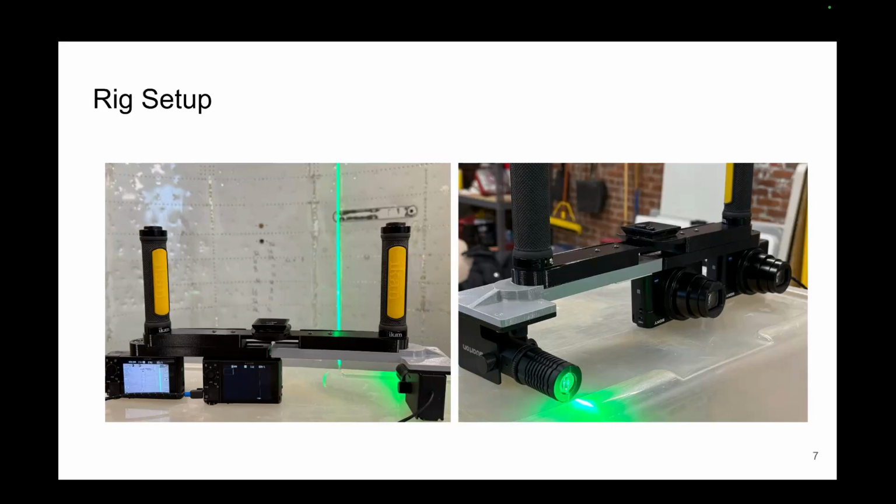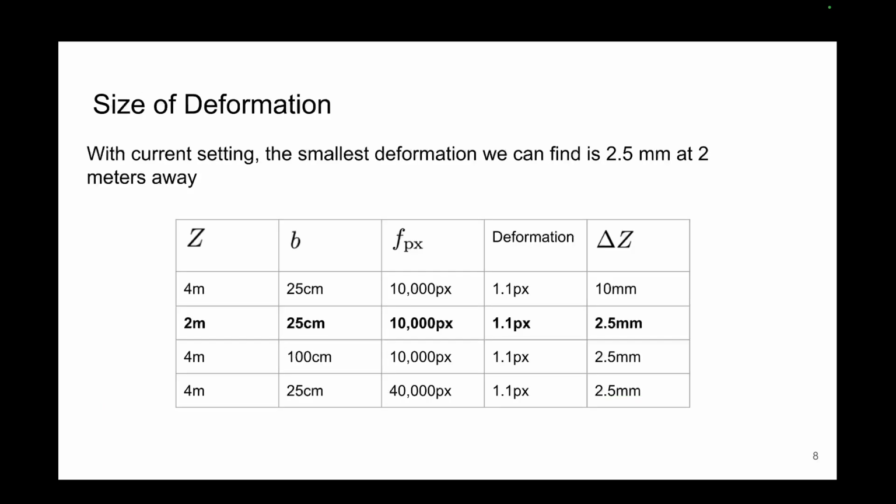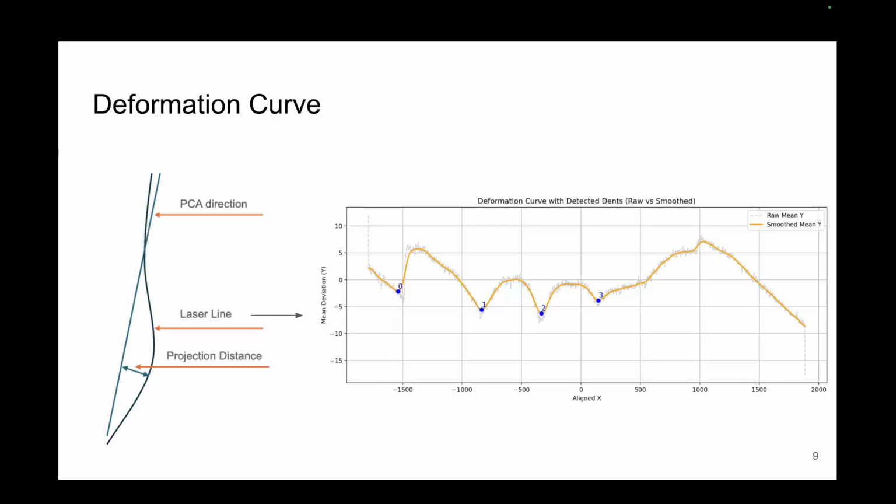So our rig setup is as follows. We have the laser line projector on the right at a distance b. We have a camera, and we take an image of the laser line, and we try to find the deformation on the laser line. Moving on to some theoretical aspects, at 2 meters away, we're able to detect 2.5 millimeter abnormalities on the planar surface because 2.5 millimeter abnormalities lead to a 1.1 pixel deviation, and we need at least 1 pixel deviation to detect these abnormalities.